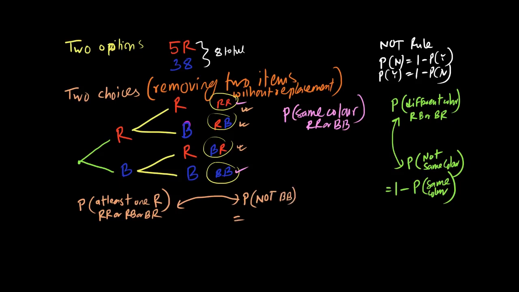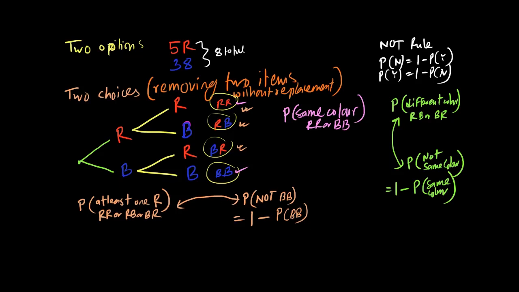That means from the total probability of all the sample space, red and red, red and blue, blue and red, blue and blue, if you just remove blue and blue from the total sample space, you are left with these three. As a result, it's the same as 1 minus the probability of blue and blue, and that is going to give you at least one red.